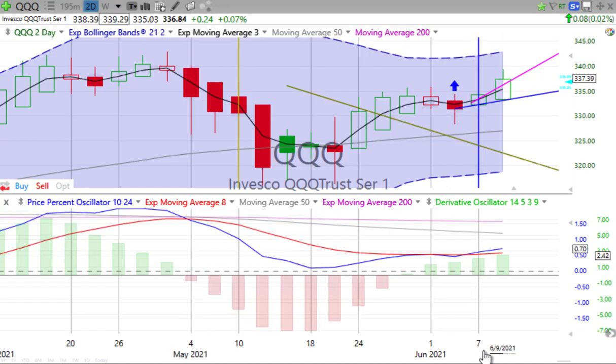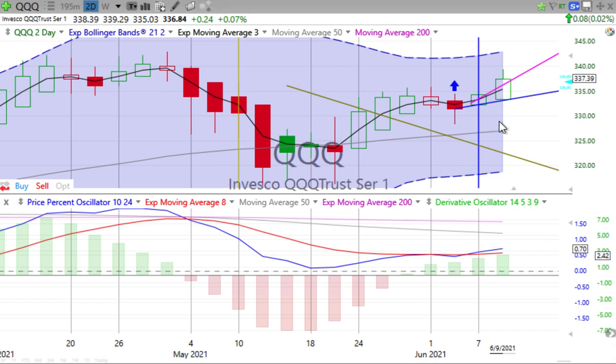Go to the 2-day. We did, and we noted this on the past candle. We have a 2-day crossover going up. It's not a recross. It's going in the opposite direction of the weekly. And again, we've already put that trend line in there. Derivative oscillator gaining a little bit of momentum. Price percent oscillator pulling away from the red signal line. That's all fine and dandy.